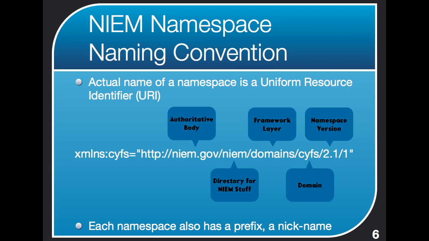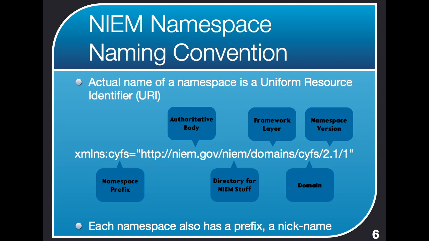Wow, that's a mouthful, isn't it? It sure would suck to have to say every time you wanted to refer to this namespace, say, well, http://NIEM.gov/NIEM/domain/CIFS/2.1/1. That's just horrible. So luckily, namespaces have a way of setting up nicknames for them. And that's the part to the left of the equals sign. You'll see XMLNS, which stands for XML namespace, CIFS, CYFS. And what that does is it defines what's called a namespace prefix. Instead of using that full URI, every time we want to talk about this particular namespace, we can just stick a CIFS: in front of the elements that are from that namespace. So it's a nickname for the namespace as a whole.